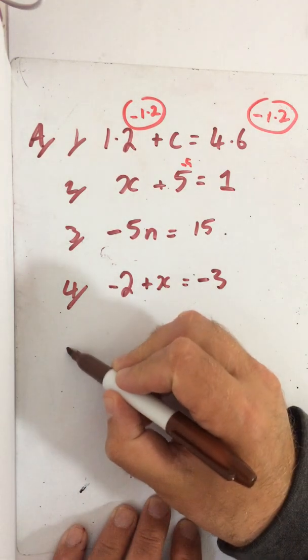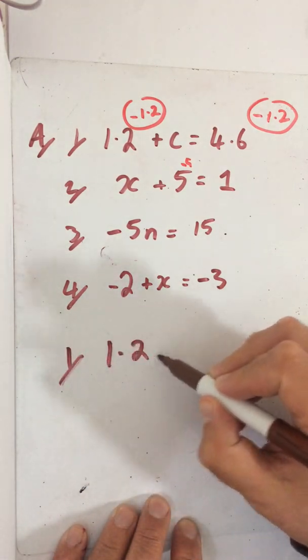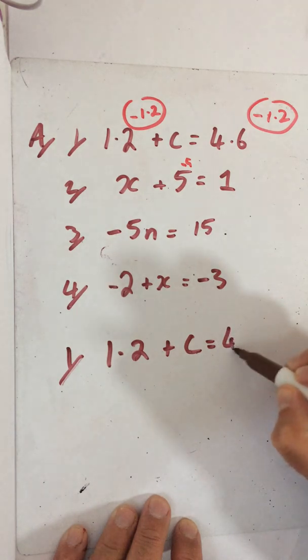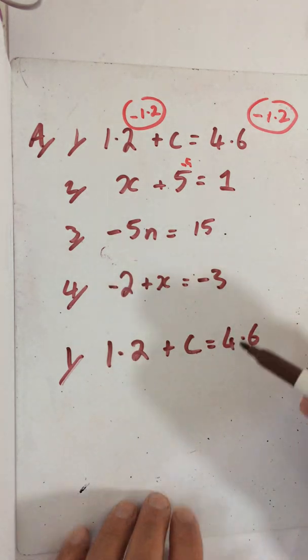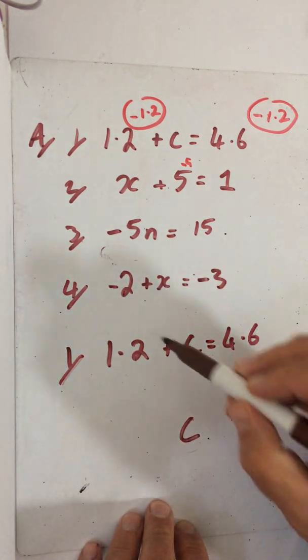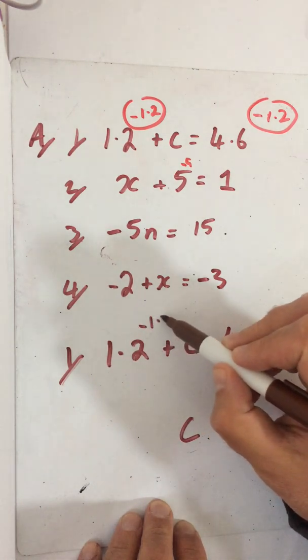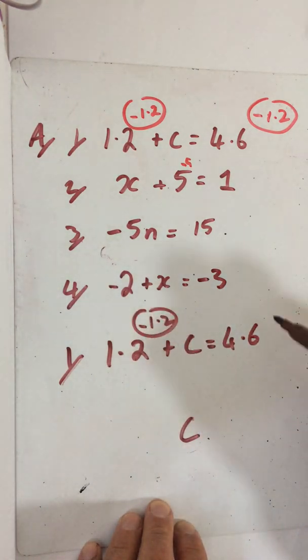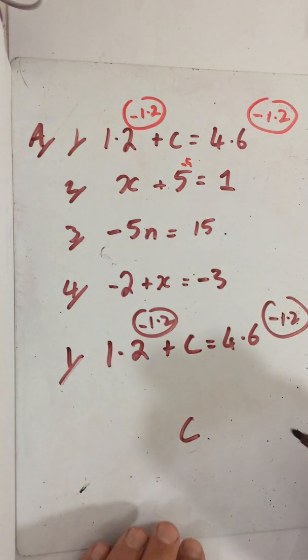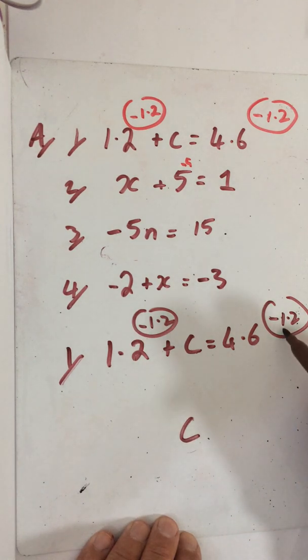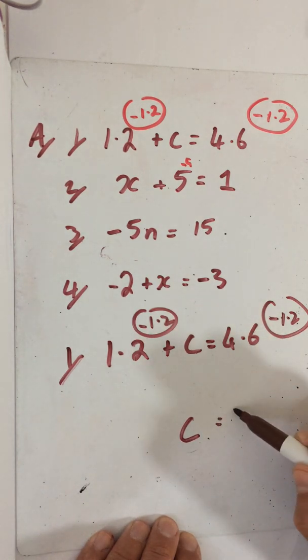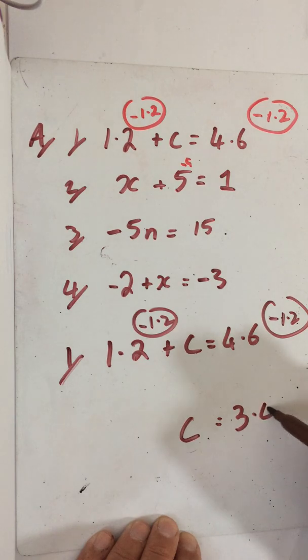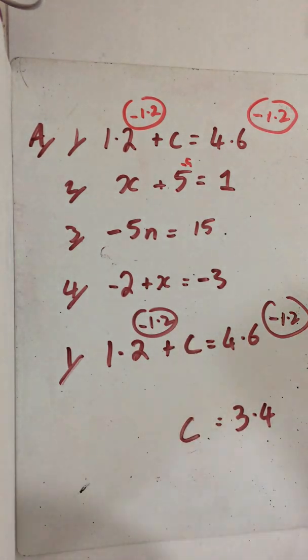Okay, let's have a look at number 1. So 1.2 plus c equals 4.6. So again, we need to be left with just c. So let's take away 1.2 from this side. That means we have to take away 1.2 from the other side. The balance method. So 4.6 minus 1.2 equals 3.4. c equals 3.4, number 1.